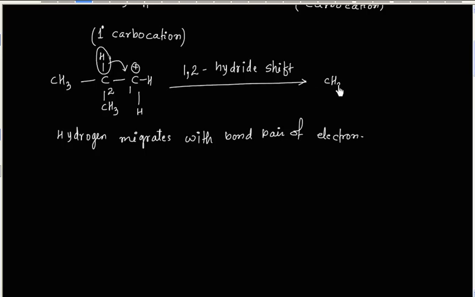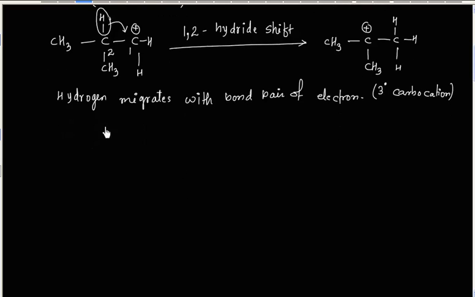Now if this happens, we will have a 3 degree carbocation. So we are generating a more stable carbocation. Initially we are having a 1 degree carbocation, and it rearranges to give a 3 degree carbocation.